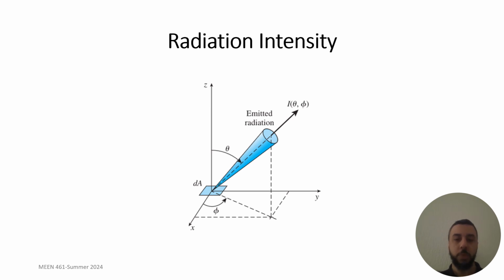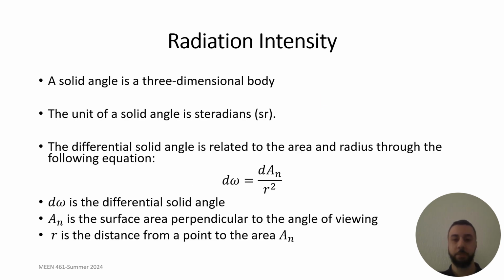So as we mentioned, we're going to use spherical coordinates. So we have theta and phi to define where we are in space. And of course, we're going to have the radius. I is the radiation intensity, and we'll get to those equations in a bit.